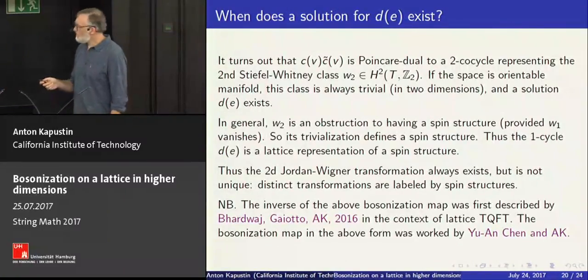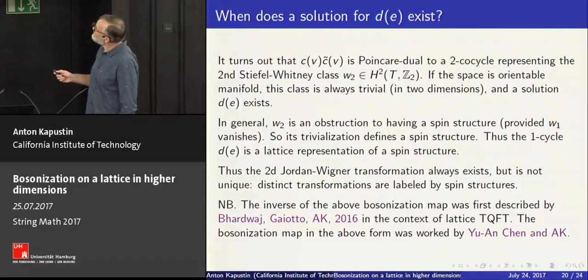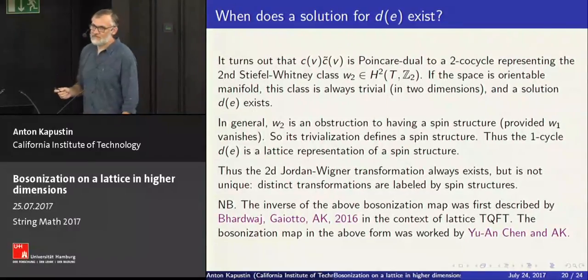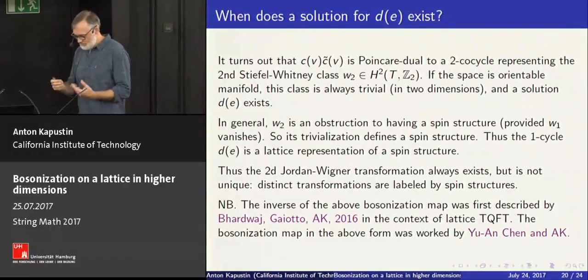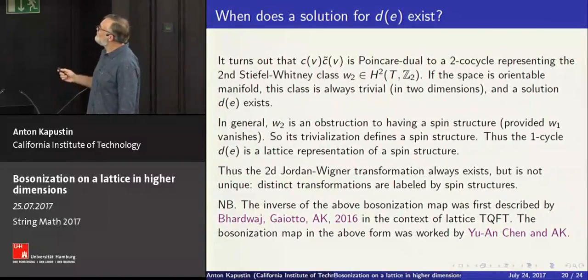Well, what is the meaning of this funny condition? It turns out that this zero cycle is actually Poincaré dual to a Tuca cycle, which represents the second Stiefel-Whitney class. Also assume that everything is orientable, so this class was trivial, that is, it's exact. The corresponding Tuca cycle is exact, so the corresponding dual cycle is also exact. Therefore, the solution for this DOE always exists.